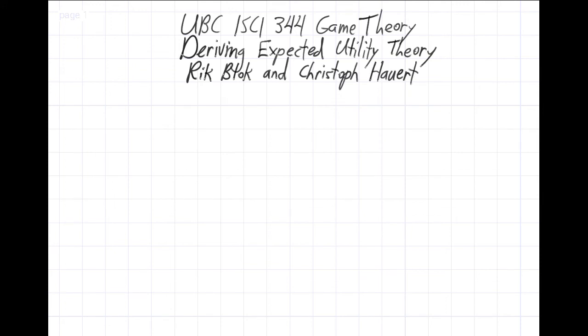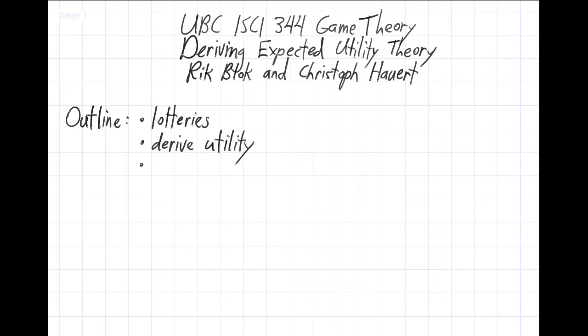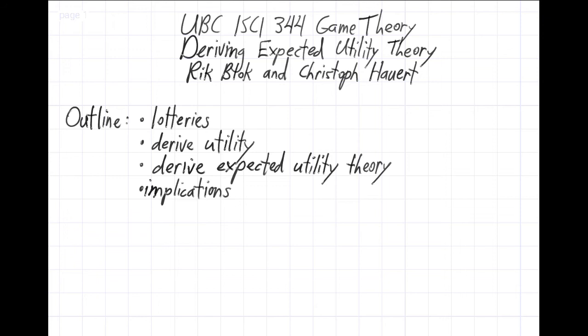Let's begin with an outline of what we want to do today. First, we want to talk about lotteries. You'll see why in a minute. And then we want to derive the concept of utility. Next, once we have that, we'll derive the more general result of expected utility theory. Then we'll talk about some implications, and I'll finish off with a note about how you can rescale utilities.